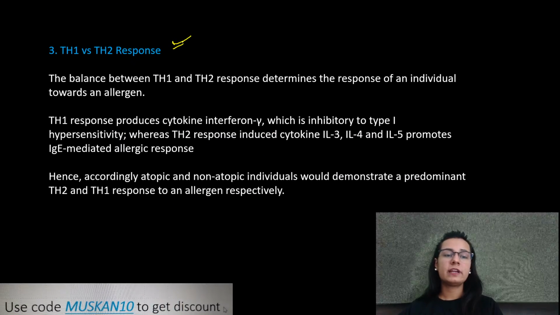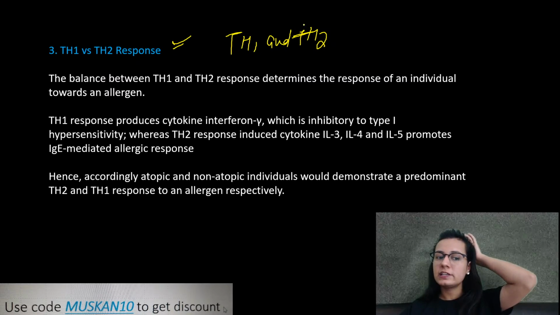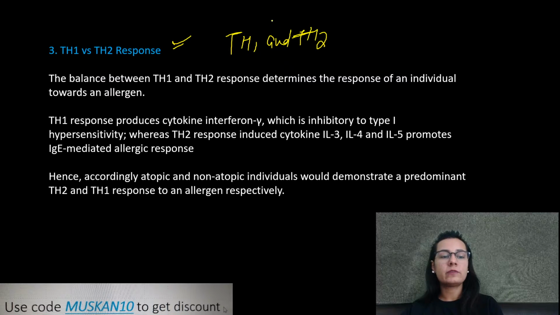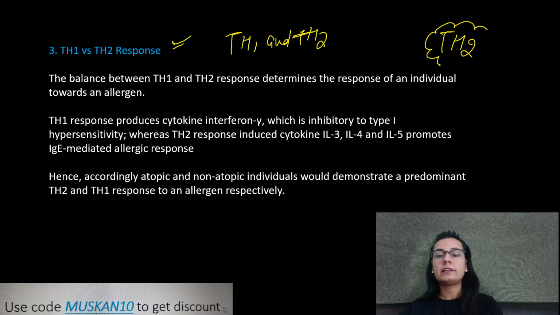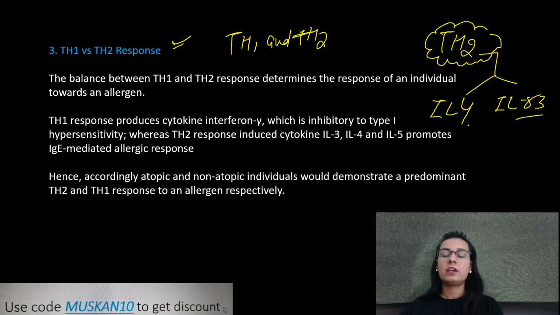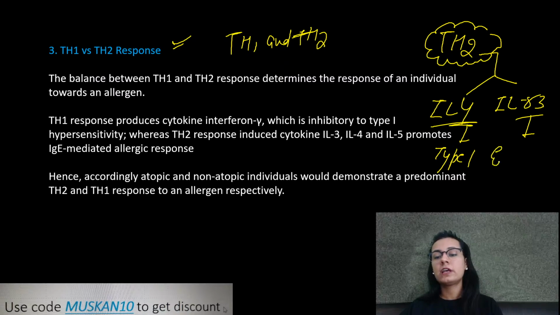Now, Th1 and Th2 response, the balance between the Th1 and Th2 response determines the response. The Th1 response produces the cytokines which inhibit type 1 hypersensitivity, while Th2 is mainly responsible for the type 1 hypersensitivity, and we've already seen that Th2 will release interleukin 4 and interleukin 5. So interleukin 4 is mainly responsible for causing the type 1 hypersensitivity, and 5 will cause what?